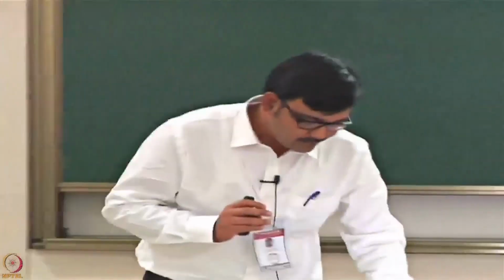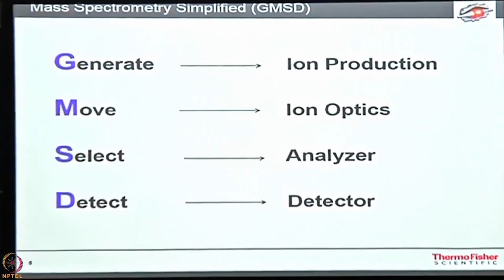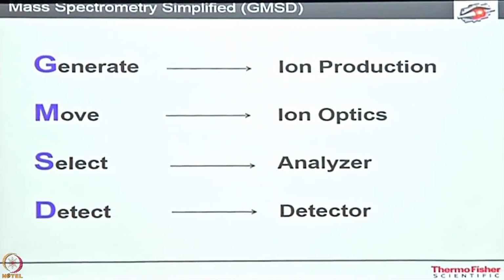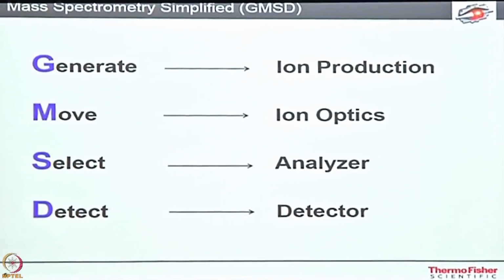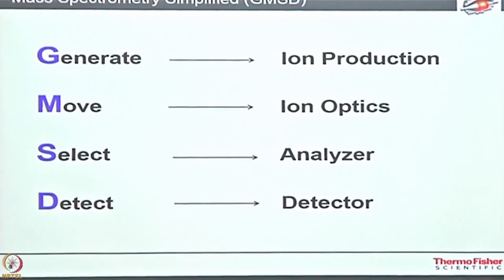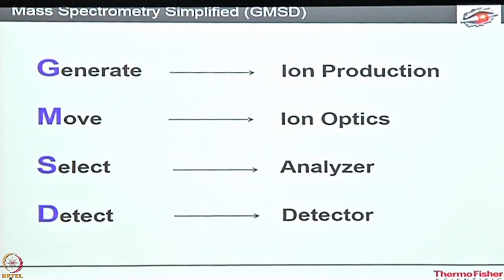Now we can simply explain mass spectrometry in four letters, GMSD. First is Generate, so you have to ionize the molecule. Once any molecule can be ionized, it can be detected by mass spec. That is a simple way to identify it. So it has to be ionized properly. The ionization method may be from solid to gaseous, or liquid to gaseous.